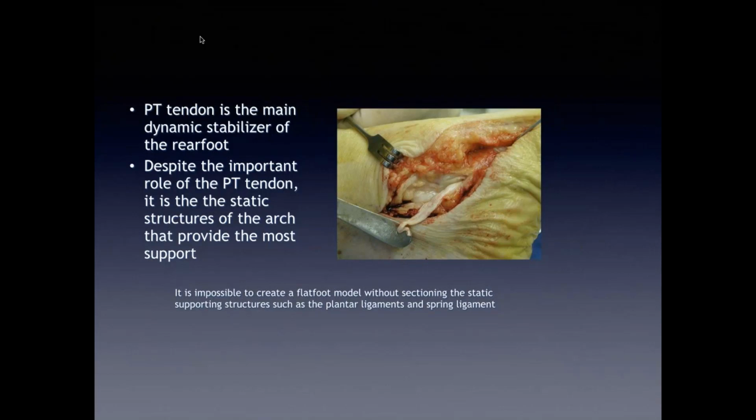What's interesting is that it's impossible to create a flat foot model without sectioning the static supporting structures, such as the plantar ligaments and the spring ligament. This is extremely important because a lot of the times you can't just do a posterior tibial tendon repair and expect for the pain and disability to go away, because it's a lot of the other structures that have pathology and that have caused that flat foot.